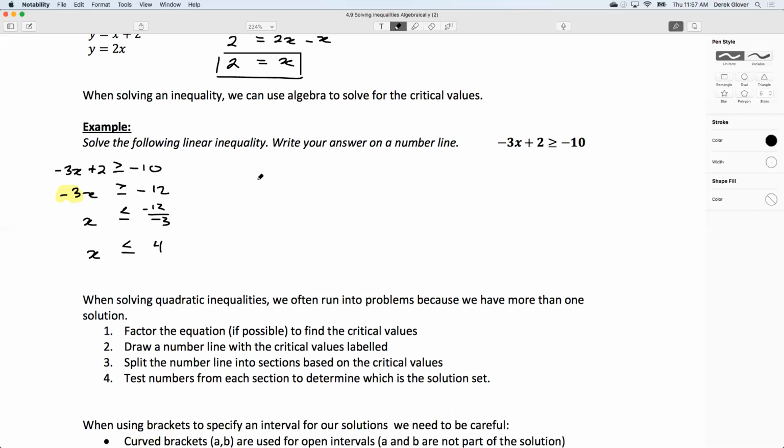And so we can draw this on a number line fairly easily. Draw our number line, we put our 0 in the middle, and then we put 4. Our answer is going to include 4, so we write a solid dot, and we can draw an arrow over to the left.